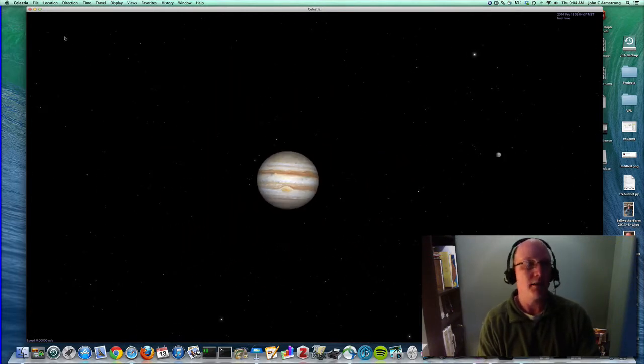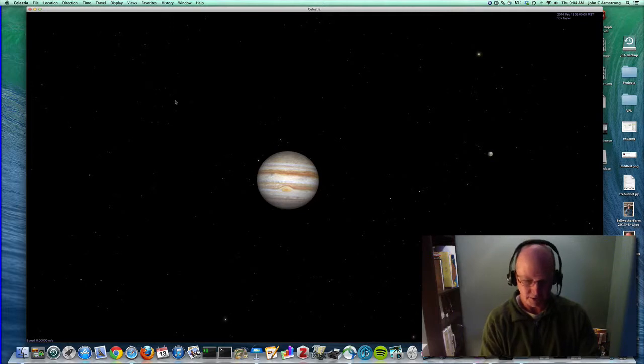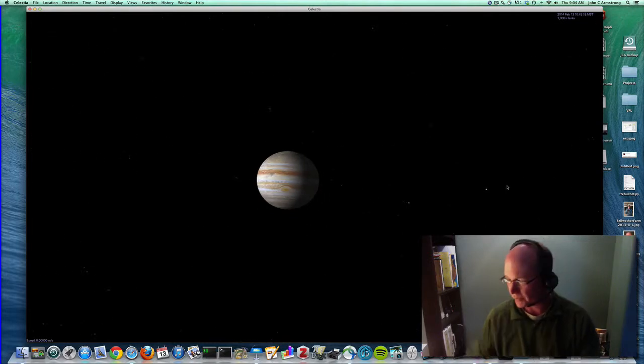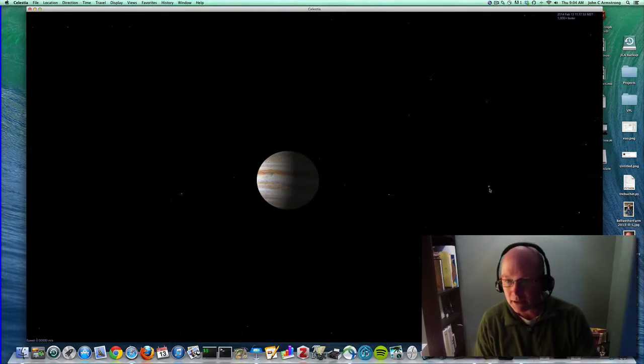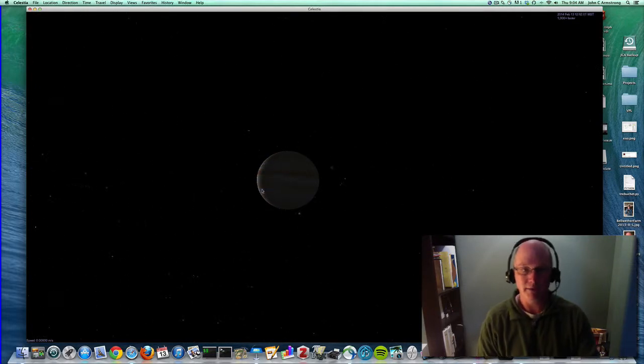If I run this forward in time, let's see if we can watch this move around. I'm just letting this go forward in time as we sit on Jupiter, and you can see these moons right here. Here comes the moon that looks like Callisto. You can see that moon rotating around Jupiter, and these moons orbit like it's just a little mini solar system.